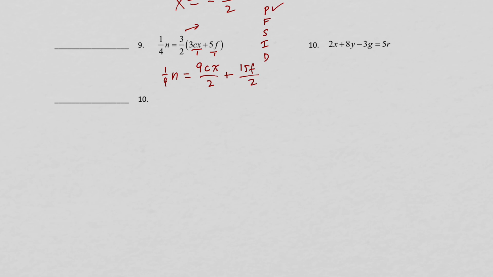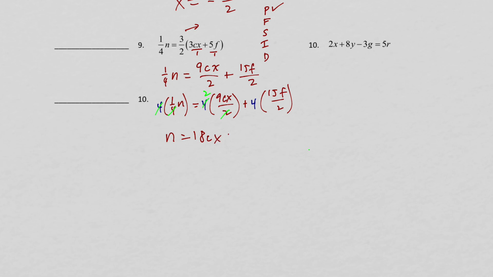Now the fractions. I'm going to multiply everything by 4. And I'll show this. You could probably do this in your head, but I'll show this step. And then I'll cancel. 4 goes into 4 once, so we have 1n. 2 goes into 4 twice. When I multiply, I get 18cx. And 2 goes into 4 twice, so when I multiply there, I get 30f.